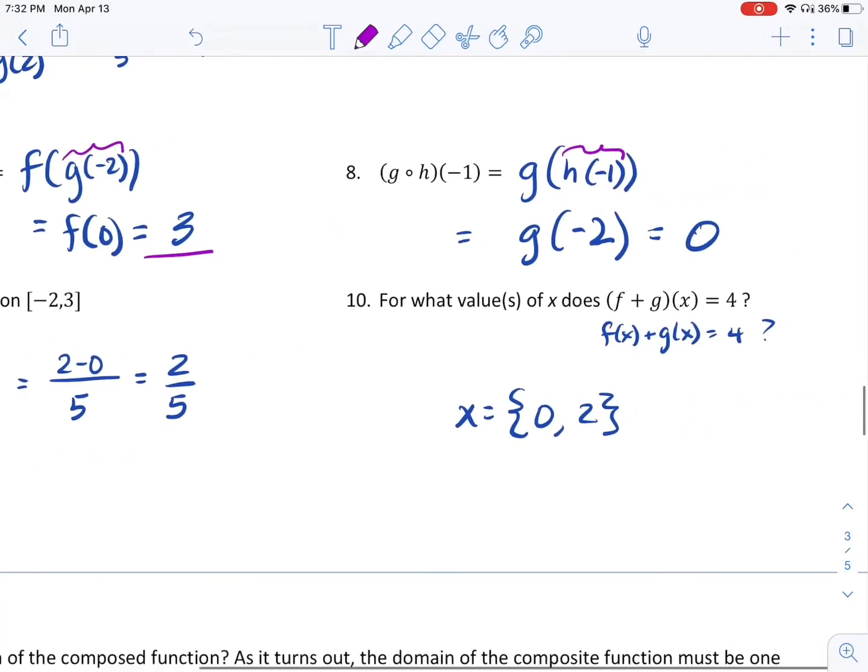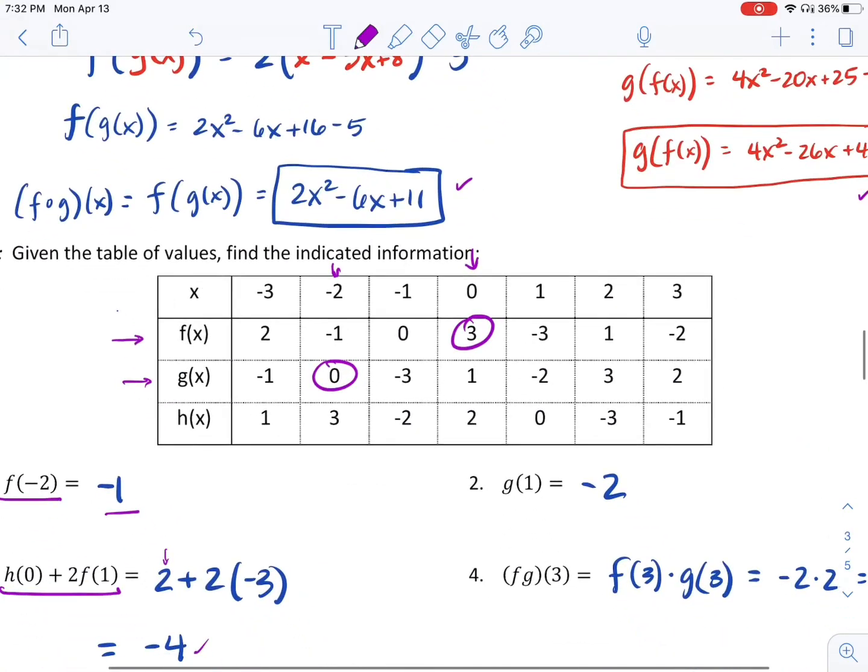And then the second question is, for what x value do I get the value of 4 when I add these two functions? Well, f and g is what I'm looking at. And I can almost, with a table, just go through and add these component-wise. Is 2 plus -1 equal to 4? No. So it's not the x value of 3.